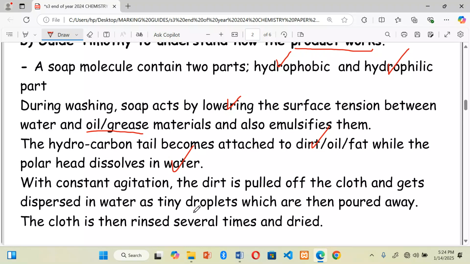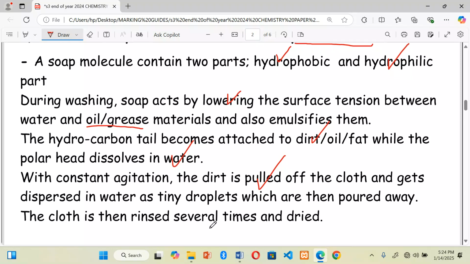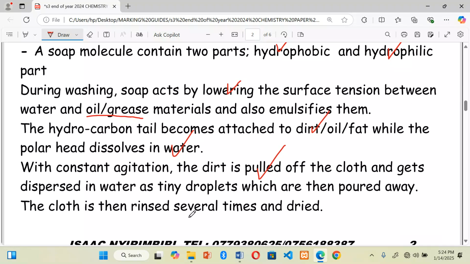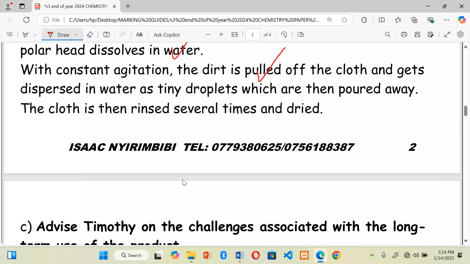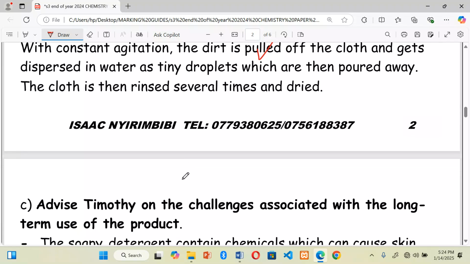With constant agitation, the dirt is pulled off. So here we see how the dirt is pulled off the cloth and gets dispersed in water as tiny droplets, which are then washed away. The cloth is then rinsed several times and dried. So that is how we can approach this. This is the cleansing action of soap, and you'll be able to get all the scores.